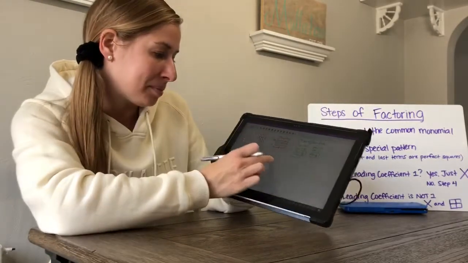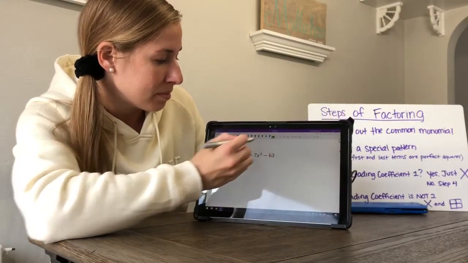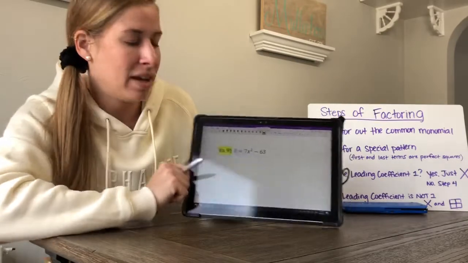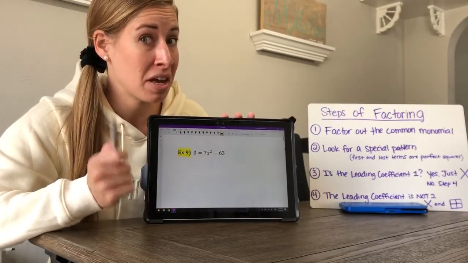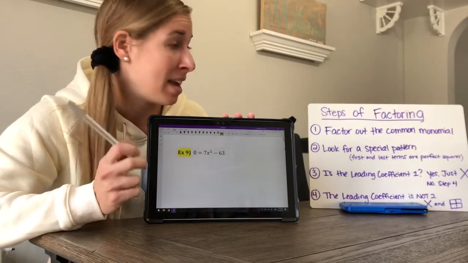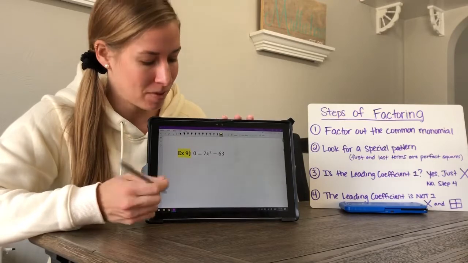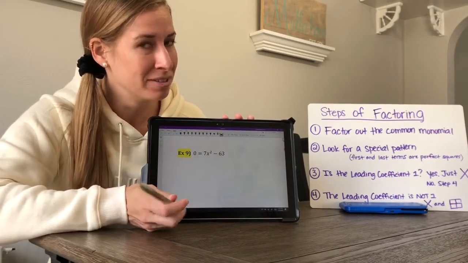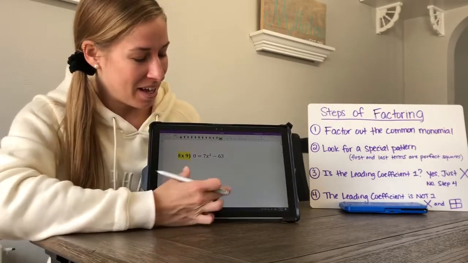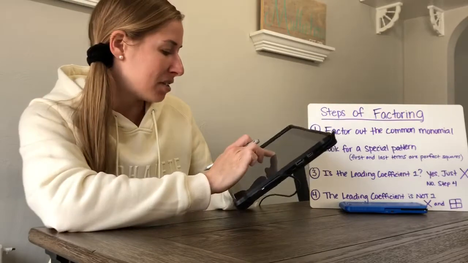Number 9, I want you to do on your own. I will give you a hint. First step of factoring, factor out that common monomial. And step number 2, look for a special pattern. There are only 2 terms. You'll have a common monomial and a special pattern. All right, and that concludes solving quadratic functions by factoring.